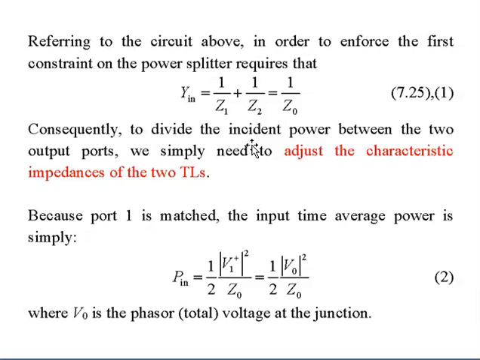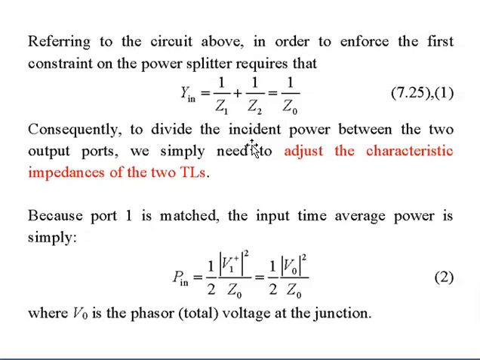Referring to the circuit, in order to enforce the first constraint on the power splitter, we require that Y in should be equal to 1 over Z0. So 1 over Z0 is the addition of 1 over Z1 plus 1 over Z2. So in order to divide the incident power between the two output ports, what you have to do is just adjust the characteristic impedance of the two transmission lines.